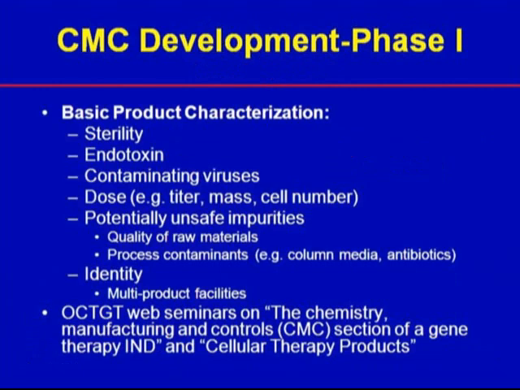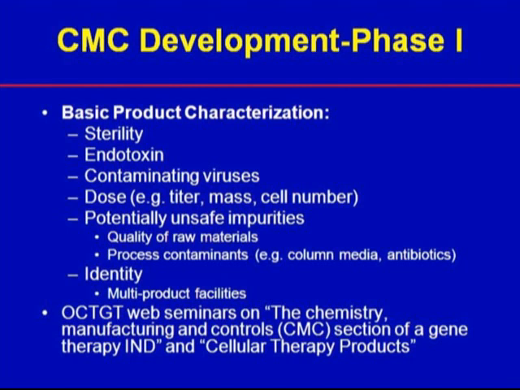This slide summarizes the CMC safety and basic product characterization information that may be expected prior to a phase 1 study. Briefly, your product should be tested for basic safety parameters, including sterility, endotoxin, and contaminating viruses. While a validated potency assay is not necessary, you will need to determine the strength of your product for dosing purposes. You will also need to determine potential impurities related to raw materials and/or process contaminants.